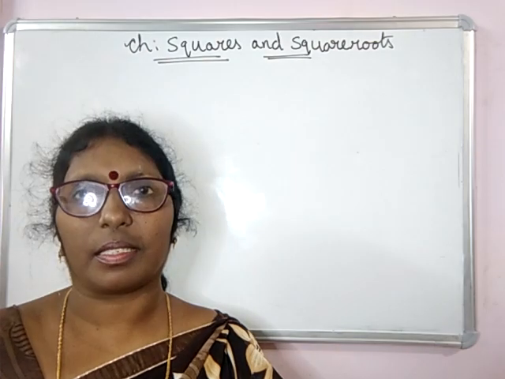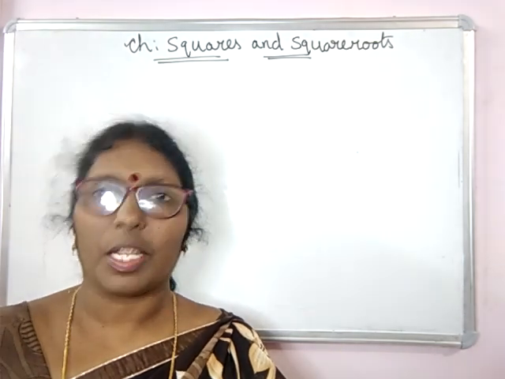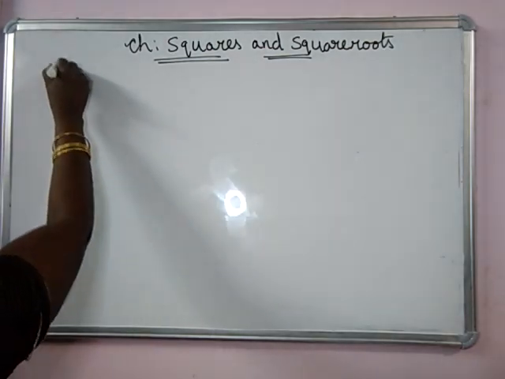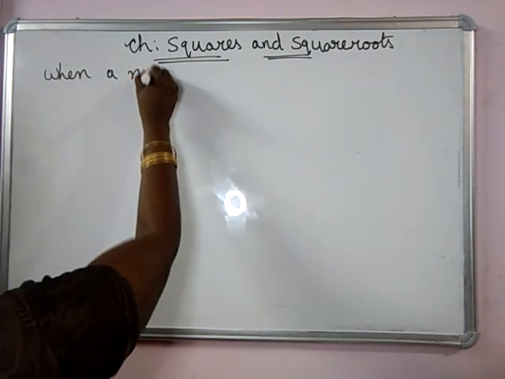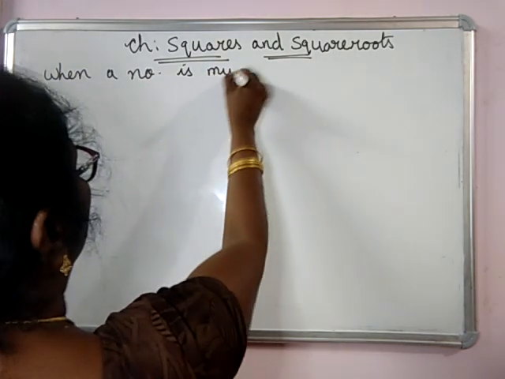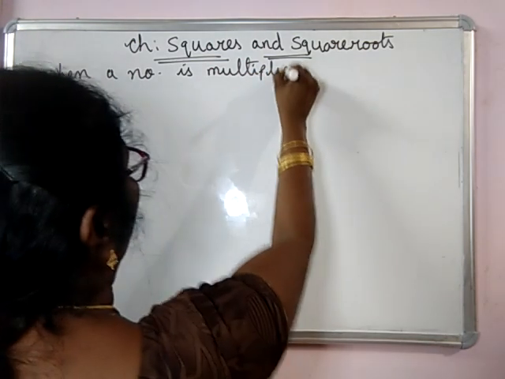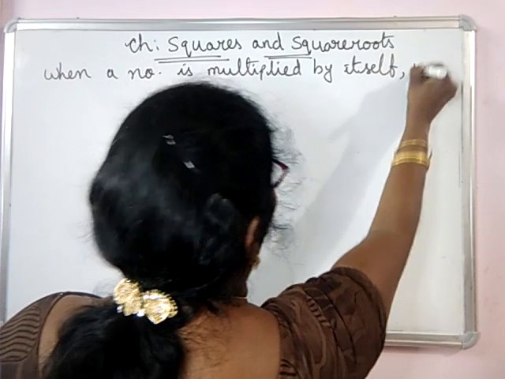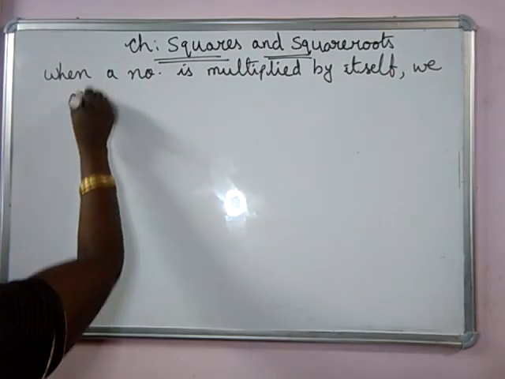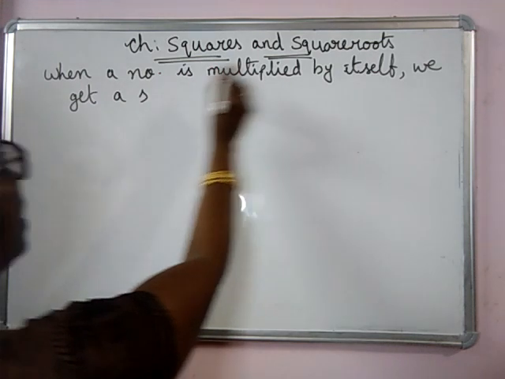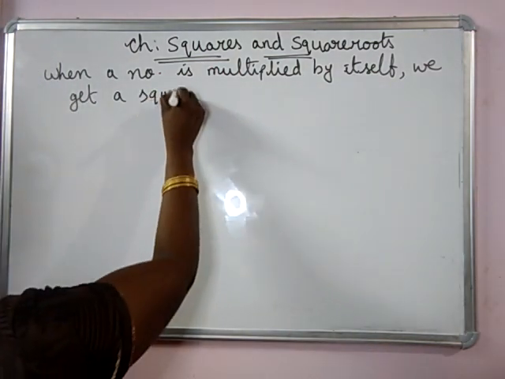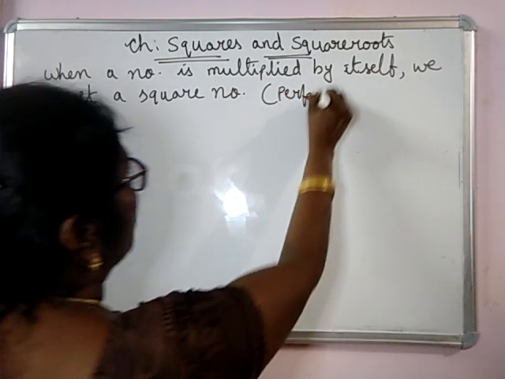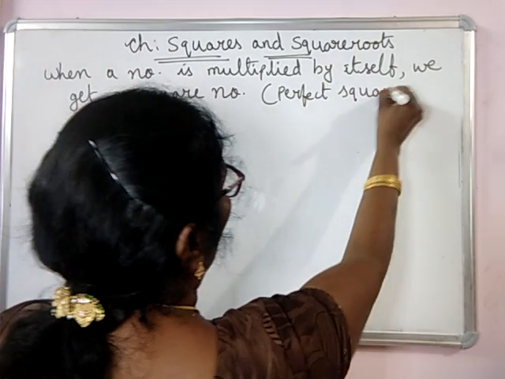First, let us learn what is a square. What is a square number? When a number is multiplied by itself, we get a square number. The square number is otherwise known as a perfect square. Okay?